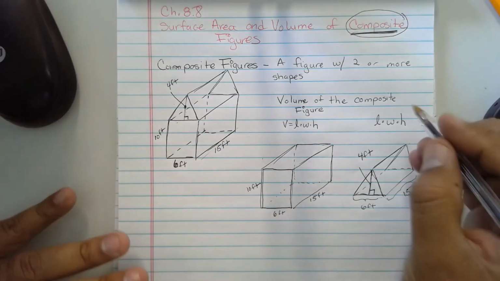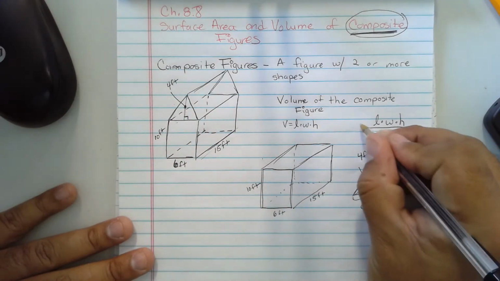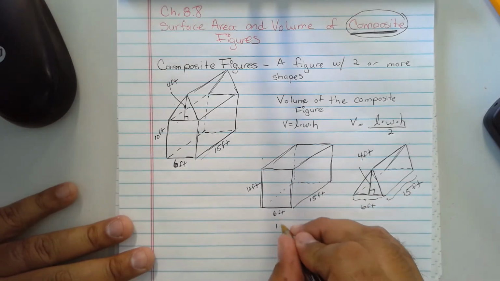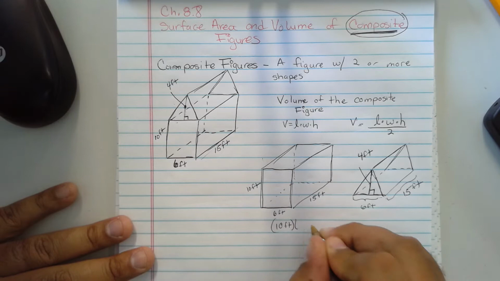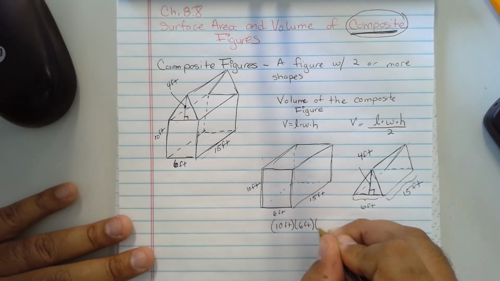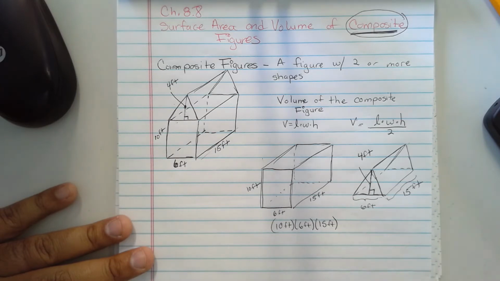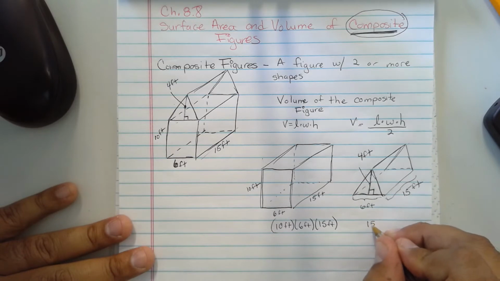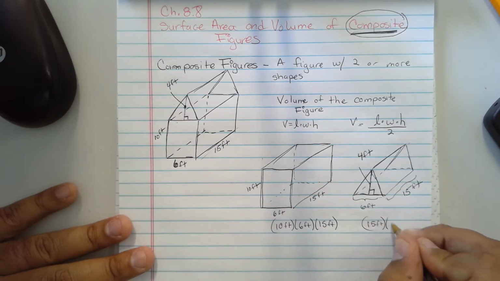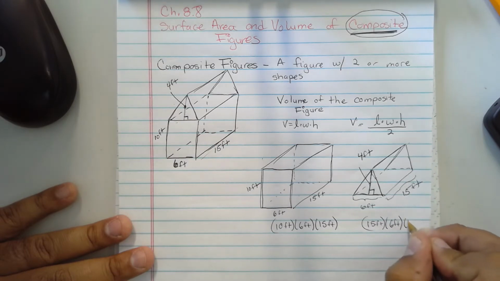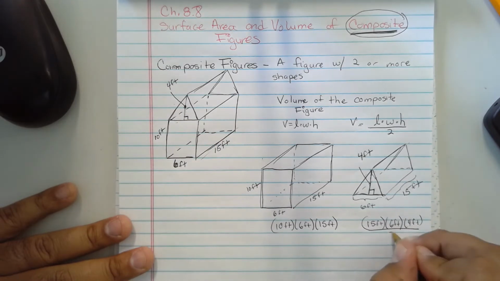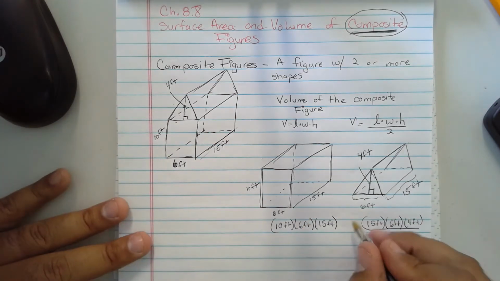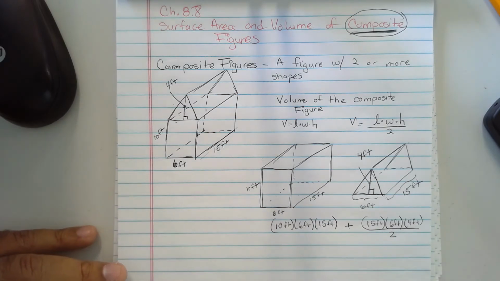Alright, length times width times height divided by 2. So we could work this out. We'll have 10 feet times 6 feet times 15 feet. And then on this one we have 15 feet times 6 feet times 4 feet, divide that by 2. And of course, since it's a composite figure, we're actually going to add both of them together.